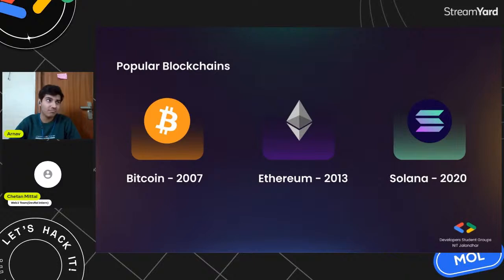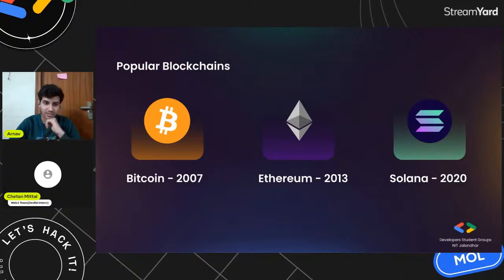Let's say these are blocks A to J. I say block A is the correct one, and Chetan says no, block C is the correct one. Vineet says no, block J is the correct one. So how can we come to a conclusion about which is the correct block? For that, we use something called a consensus algorithm.